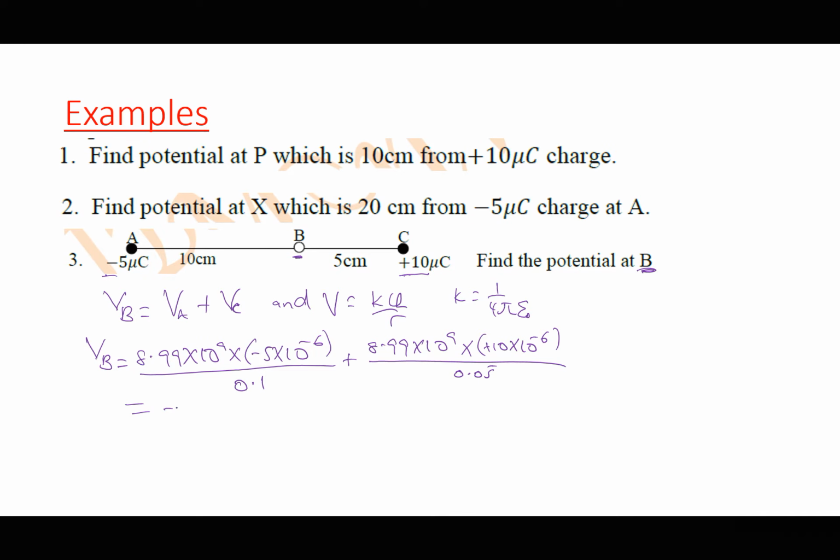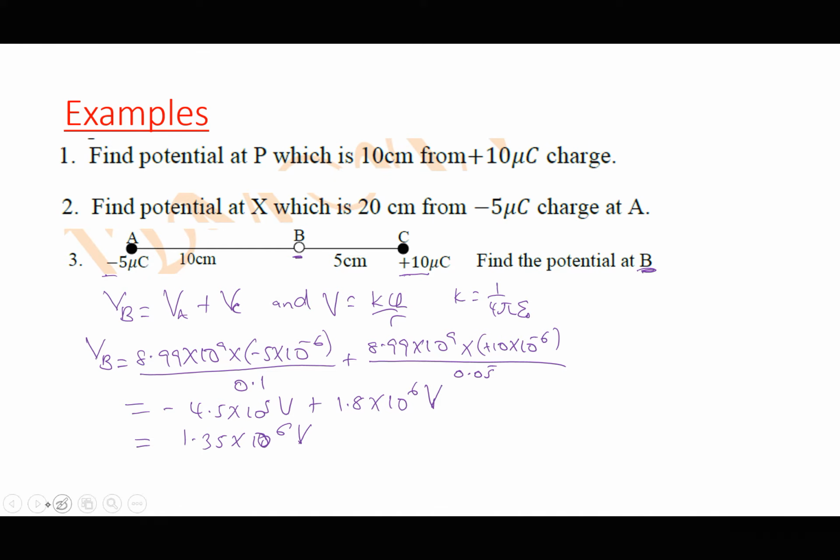So this is giving me negative 4.5 times 10 power 5 volts, plus this is giving me 1.8 times 10 power 6 volts. So the total potential is the sum of these two. So the total potential is 1.35 times 10 power 6 volts. So that is the total potential at point B.